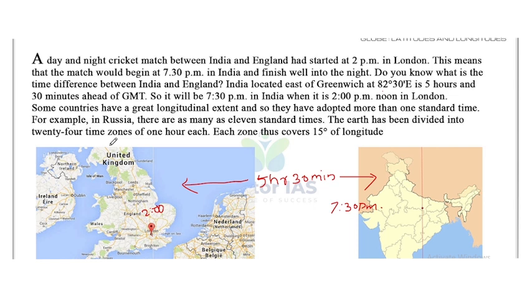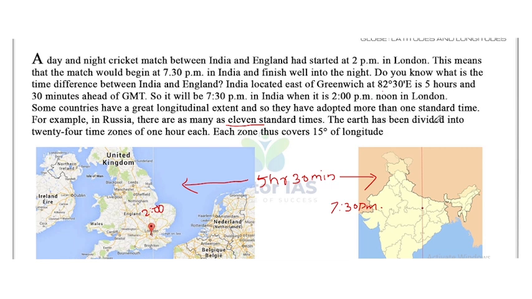Now, for example, in Russia there are as many as 11 standard times. In India we have only one standard time, that is 82.5 degree or 82 degree 30 minutes east. Okay, so that is Indian Standard Time. But for Russia there are 11 standard times.